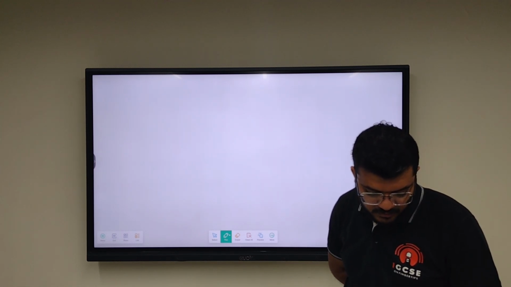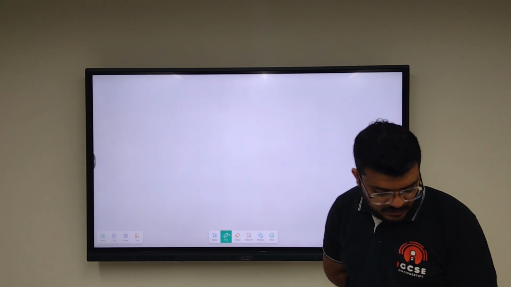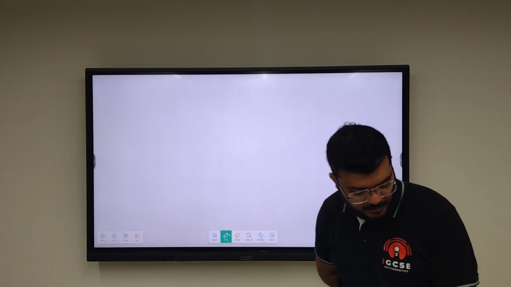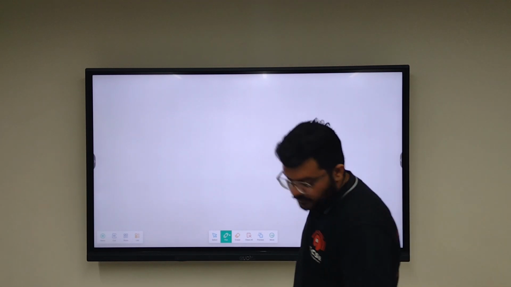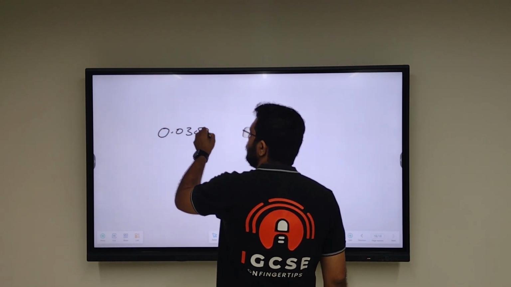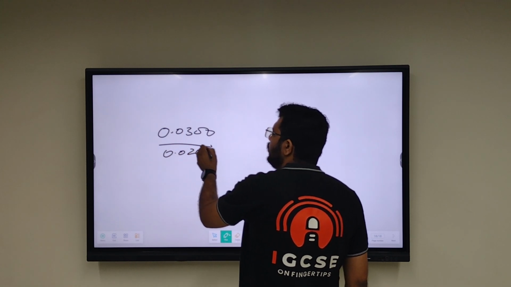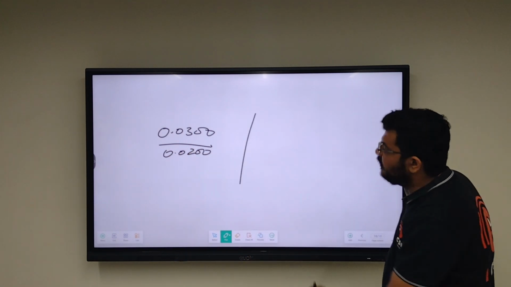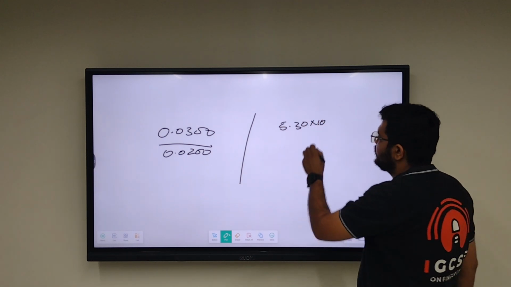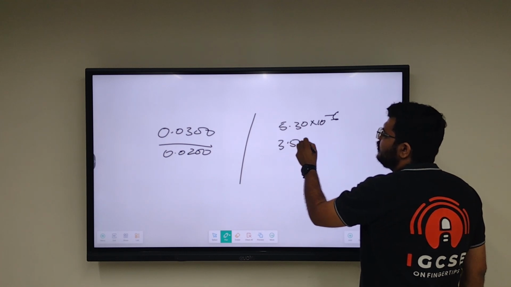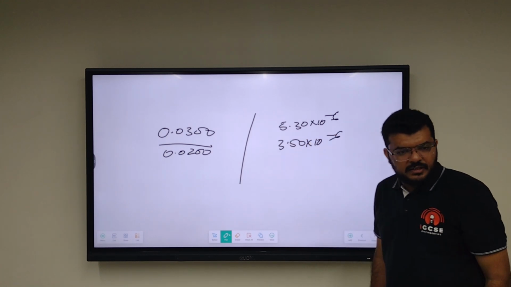You look at this equation, you will find out, in first and second, what is the comparison? The concentration of H plus is kept constant, the concentration of I minus is kept constant, only the concentration of H2O2 is made 1.5 times. What you will do? See, you will find 0.0300 upon 0.0200 and you will find the value of 5.30 into 10 to the power minus 6, and this is 3.50 into 10 to the power minus 6, I believe, correct?